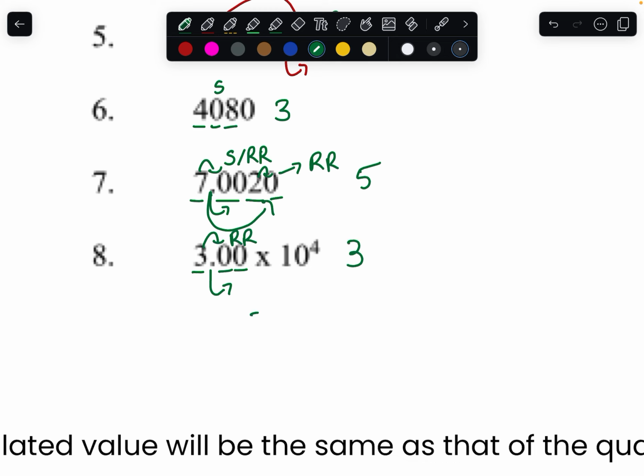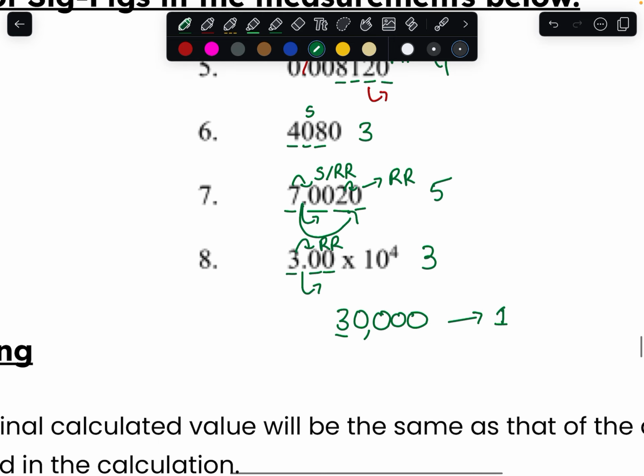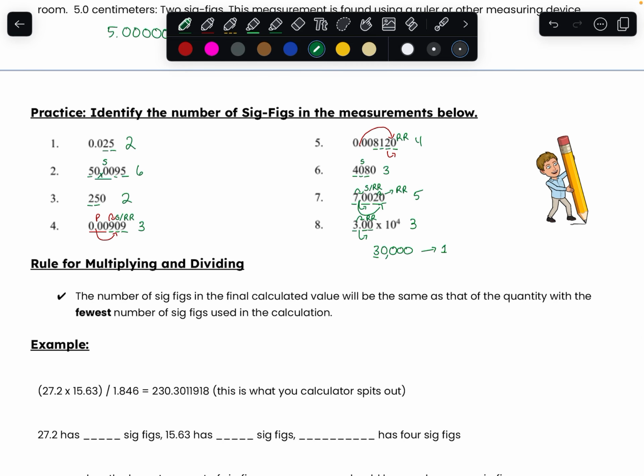Now, if you went ahead and wrote this out in its decimal form, you would have 30,000. You could also report the sig figs here as just 1, because the only sig fig in that number is the 3, and the rest are placeholders. So you should be able to count there using those rules.